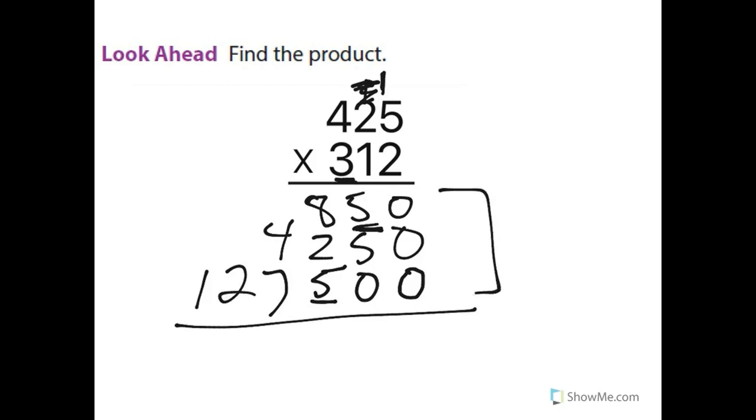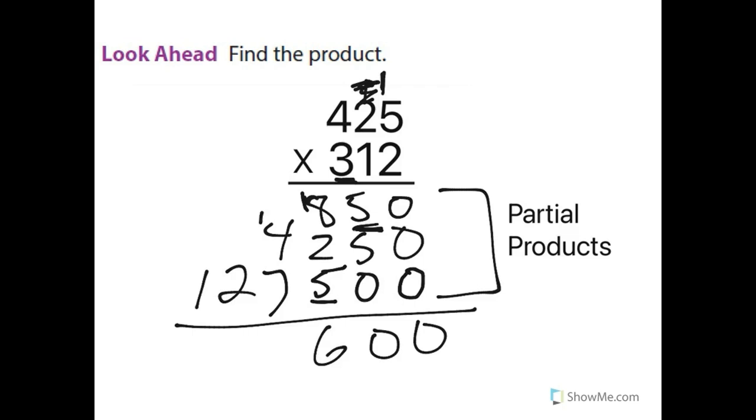And again, what are these 3 called? They're called partial products. Partial products because they're part of the final product. All right, so let's add up all 3 of these partial products. We get 0. We get 10. Carry that 1. 1 plus 8 is 9. 9 plus 2 is 11. 11 plus 5 is 16. Carry that 1. 1 plus 4 is 5. 5 plus 7 is 12. Carry that 1. 1 plus 2 is 3. And then 1. Big old number, isn't it?